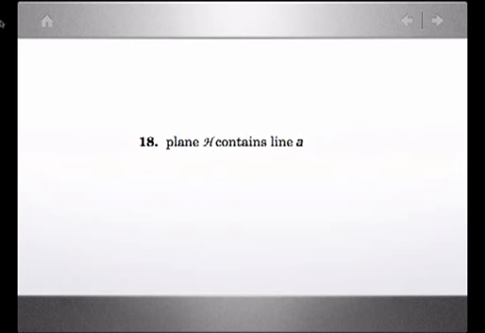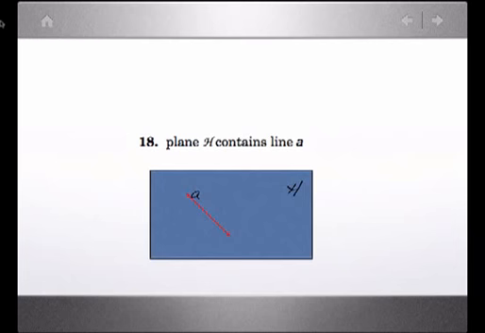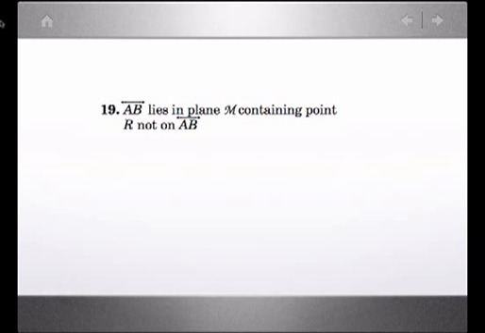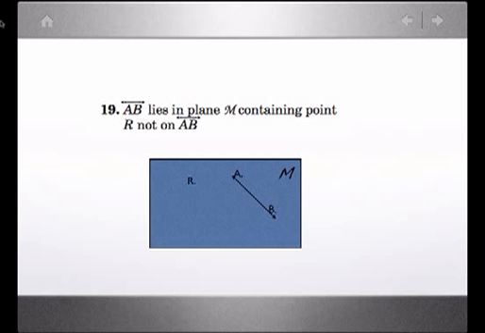Let's draw a plane H, which contains a line A. Make sure you label them correctly. There you go. Now we want a line AB to lie in a plane M and contain a point R that's not on the line AB. Take a minute and get that drawn. Did your drawing look like this?